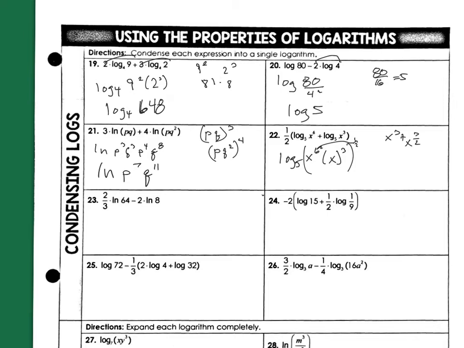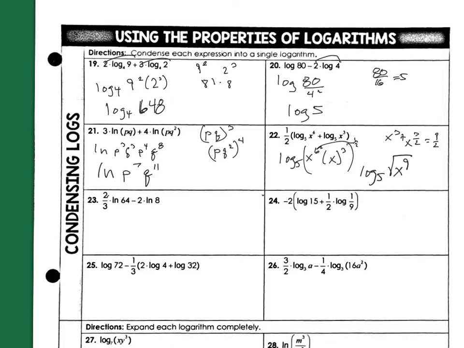And then you have to add 3 and 3/2 together. That's going to give you 9/2. Remember, that's power over root. So this is log base 5 of x to the 9th, second root or square root.